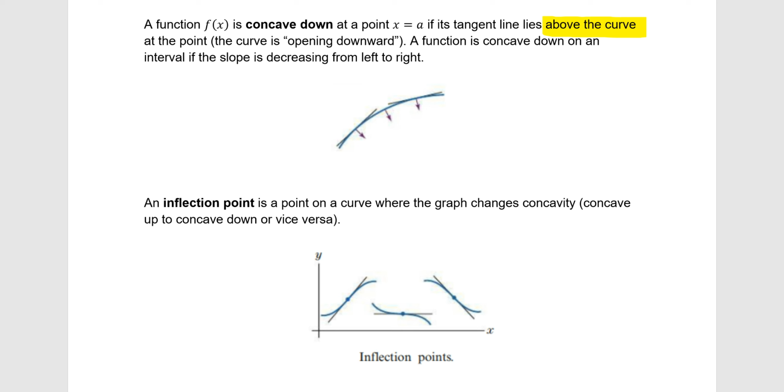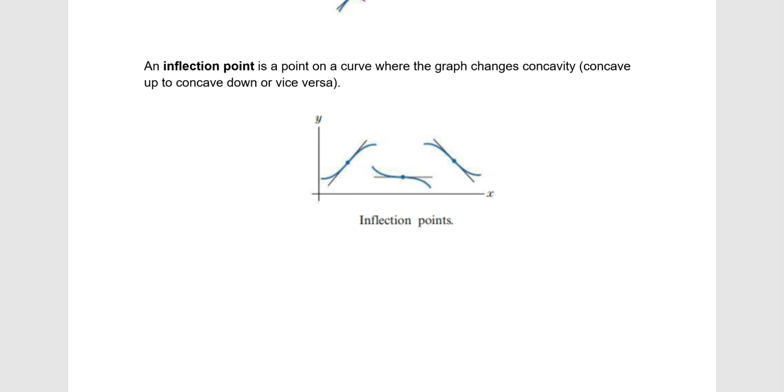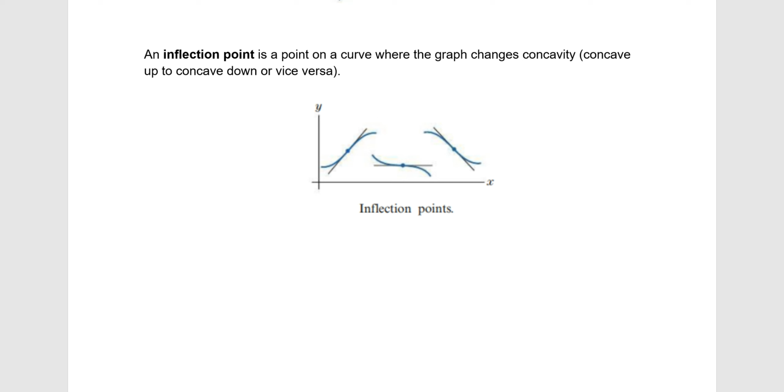So for concavity, we're going to have points where it changes concavity. It's going to go from being concave down to concave up, or vice versa. And the point where it changes concavity is called an inflection point.